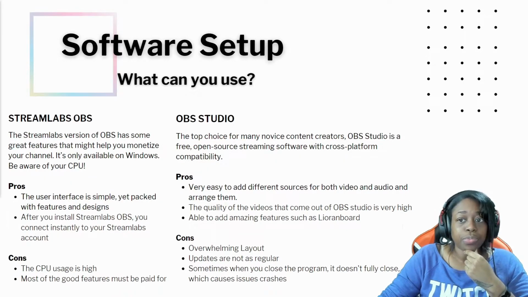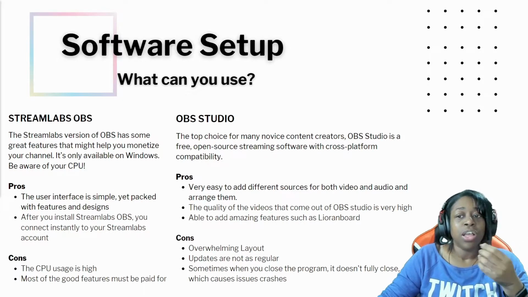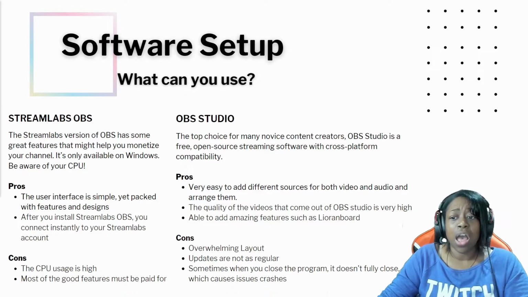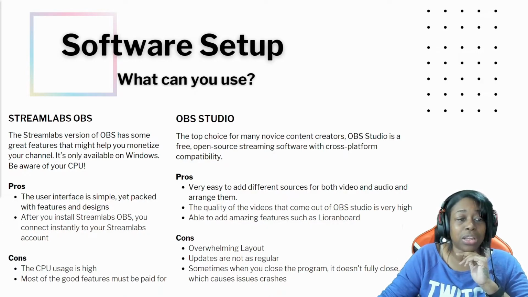However, Streamlabs OBS is usually what a lot of beginning streamers prefer to use because it has everything there. The user interface is simple and it's packed with features and designs. And after you install Streamlabs OBS, you can connect instantly to your Streamlabs account. It is very, very easy to use. I'll have to double check if it's on Apple. I'm pretty sure that it might be, because I know they did have an update recently, or a couple of months ago. So I know that it's somewhere.